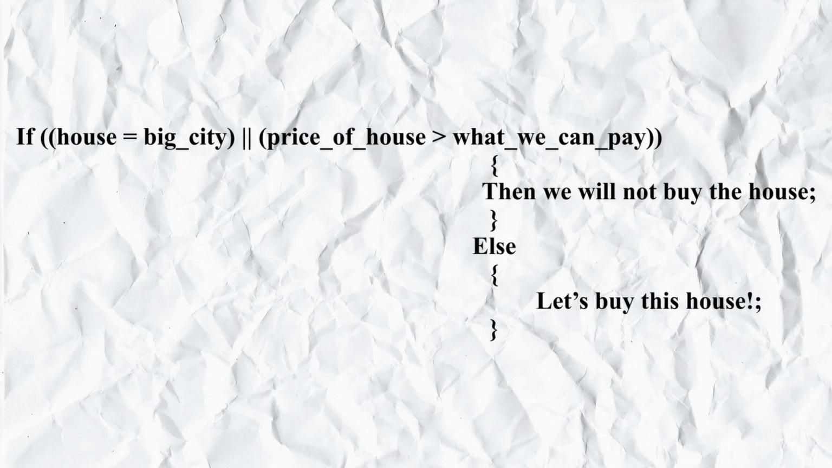Notice that if our house is either in a big city or is more than the price that we can pay, we will not buy the house, because it does not reach the criteria that we have previously set. Otherwise, if it is neither of these values, we will then buy the house.